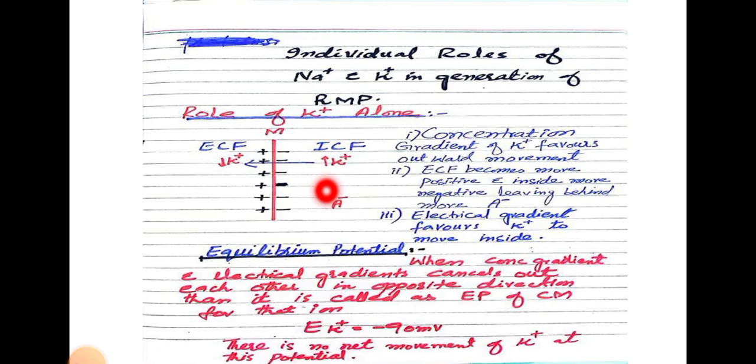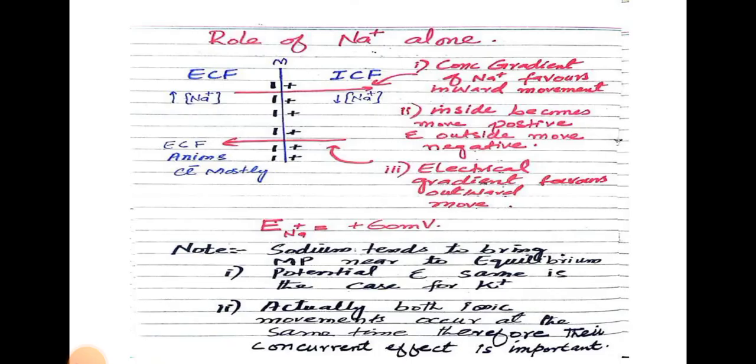Net movement of potassium means that if two potassiums are moving out and two potassiums are moving inside the cell, there is no net movement. So such a potential at which there is no net inside or outside movement of an ion is called the equilibrium potential. The equilibrium potential of potassium is minus 90 millivolts. At minus 90 millivolts, there is no net inside or outside movement of potassium.